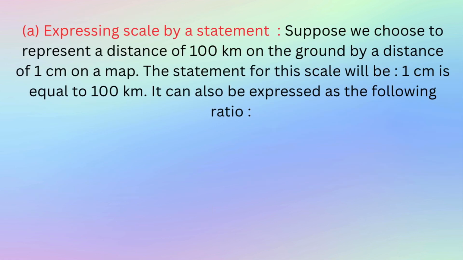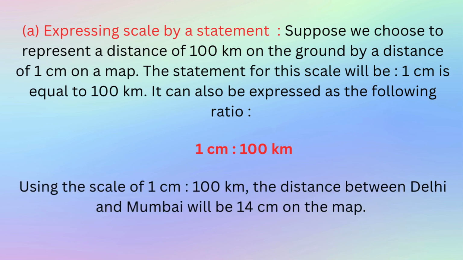A. Expressing scale by a statement. Suppose we choose to represent a distance of 100 kilometers on the ground by a distance of 1 centimeter on a map. The statement for this scale will be 1 centimeter is equal to 100 kilometers. It can also be expressed as the following ratio: 1 centimeter, 100 kilometers. Using the scale of 1 centimeter, 100 kilometers, the distance between Delhi and Mumbai will be 14 centimeters on the map.